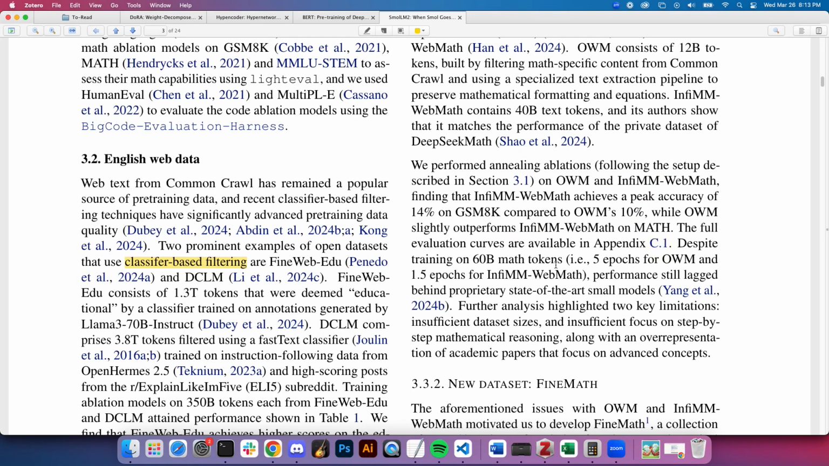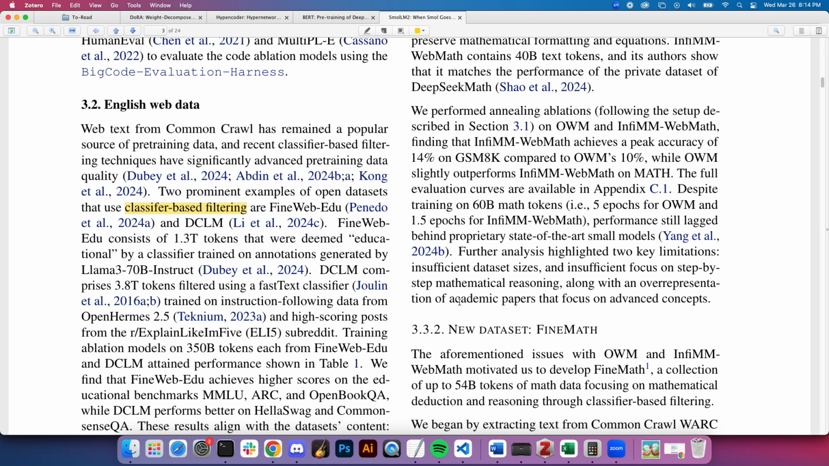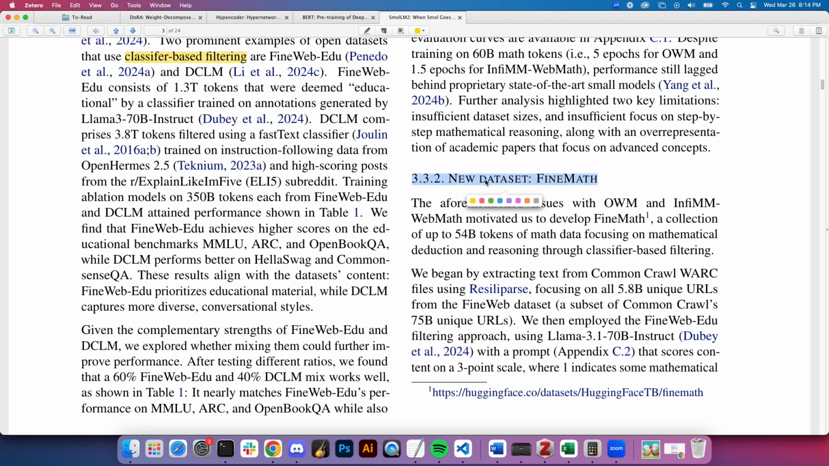Despite training on 60 billion math tokens, 5 epochs or 1.5 epochs, performance still lagged behind proprietary state-of-the-art models. Further analysis highlighted two key limitations: insufficient data sizes and insufficient focus on step-by-step mathematical reasoning, along with an overrepresentation of academic papers that focus on advanced concepts. Interesting. Okay, this is more interesting because it's a new dataset that I want to try out.